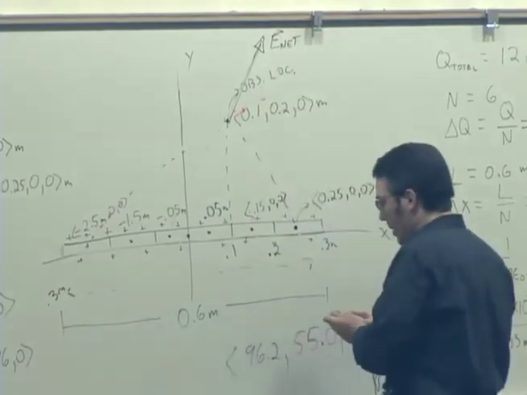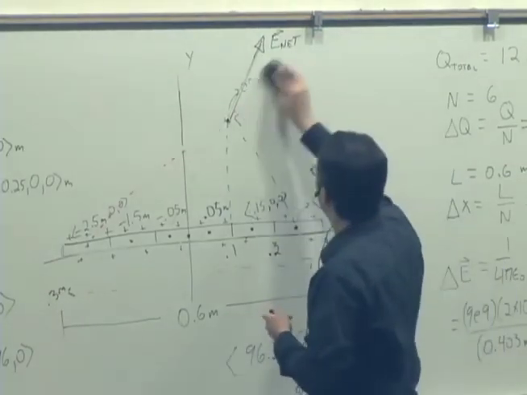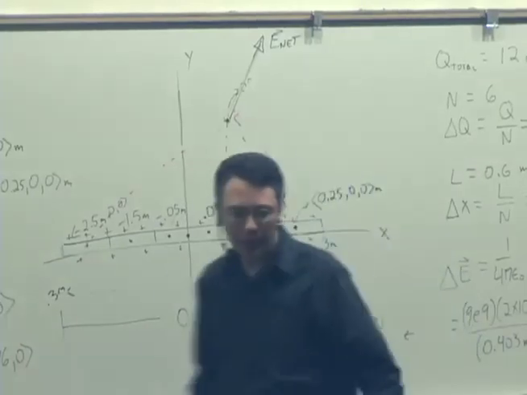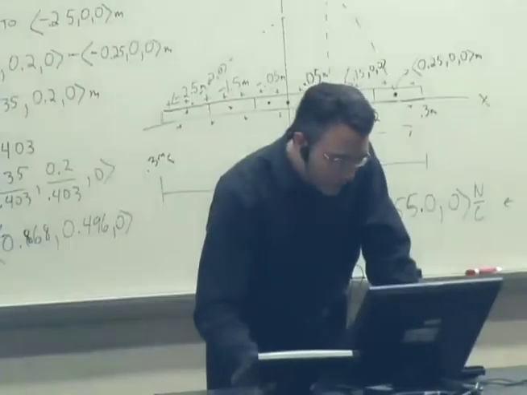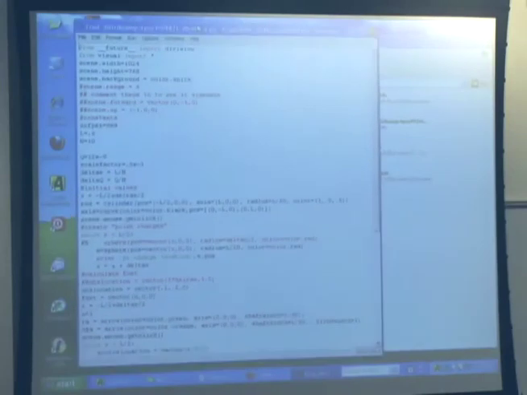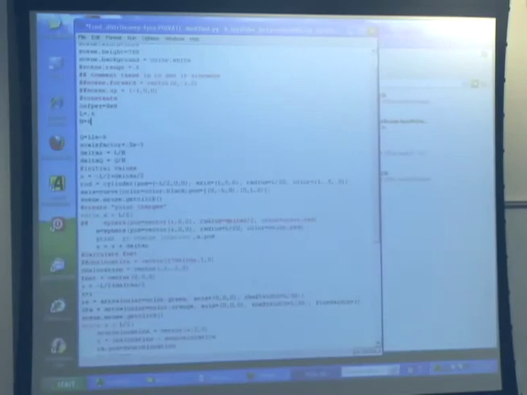Well, doing this by hand is a pain. So let's see if we can do it on a computer instead. Okay, I've got it set to length is 0.6. Number of segments, we wanted 6 segments. Charge is 12 times 10 to the minus 9 coulombs. Observation location is 0.1, comma 0.2, comma 0. And so it should be the exact same setup.